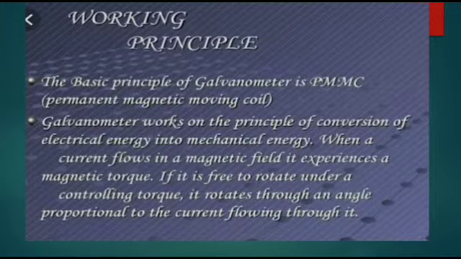When a current flows in a magnetic field, it experiences a magnetic torque. What is that? When a current flows in a magnetic field, it experiences a magnetic torque, right? If it is free to rotate under a controlling torque, it rotates through an angle proportional to the current flowing through it. So this is the principle of what? Galvanometer, right?